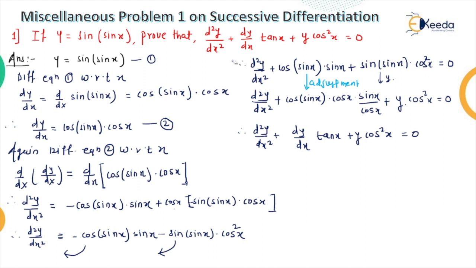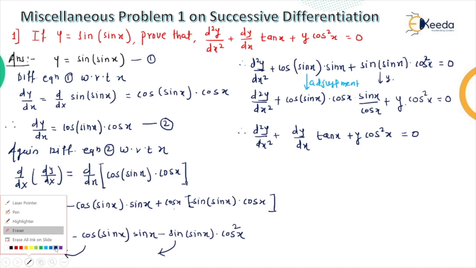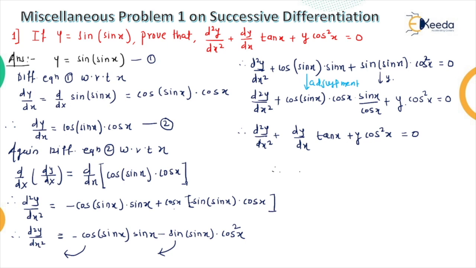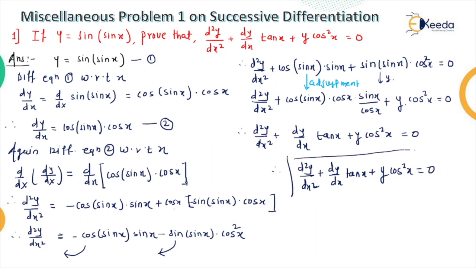So clearly, guys, you get the required result. Now you see what the required result is: d²y divided by dx² plus dy divided by dx into tan x plus y into cos² x is equal to 0. This is the required result, guys. This is the required proof.